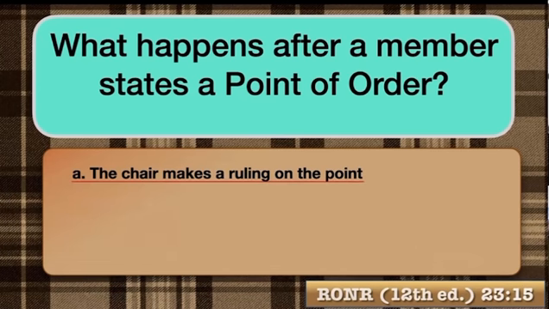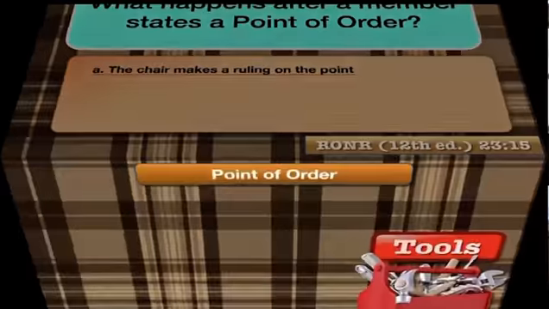So this is very important. When a member makes a point of order, everything in the meeting stops. When you say those three words, point of order, everything stops, and the chair must then make a ruling on it. And we'll see what that looks like in the next few slides.